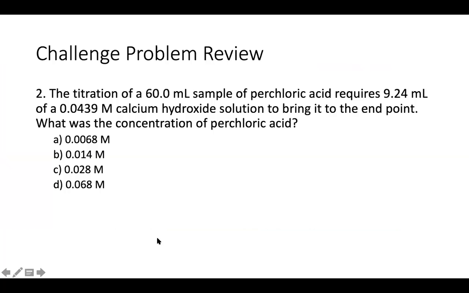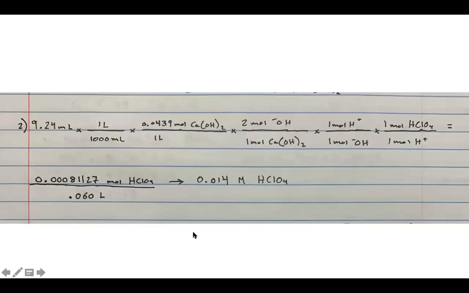Okay. So the next 2 are, again, relatively similar titration problems. So this one, perchloric acid reacts with 9.24 milliliters of 0.0439 molar calcium hydroxide to bring it to endpoint. So again, endpoint here is really saying, note that your moles of H plus have to be equal to your moles of OH minus. And again, note here that you're using calcium hydroxide, a strong base, and perchloric acid, a strong acid.